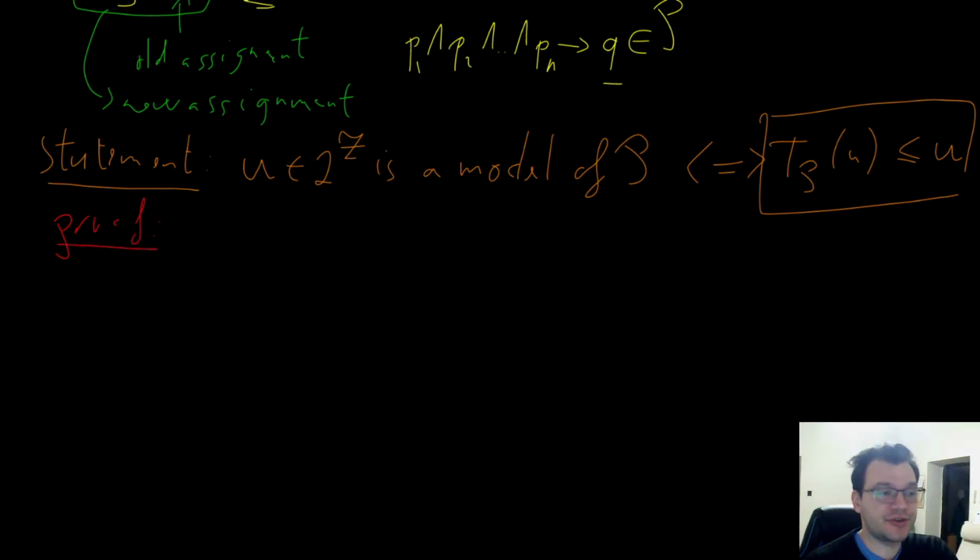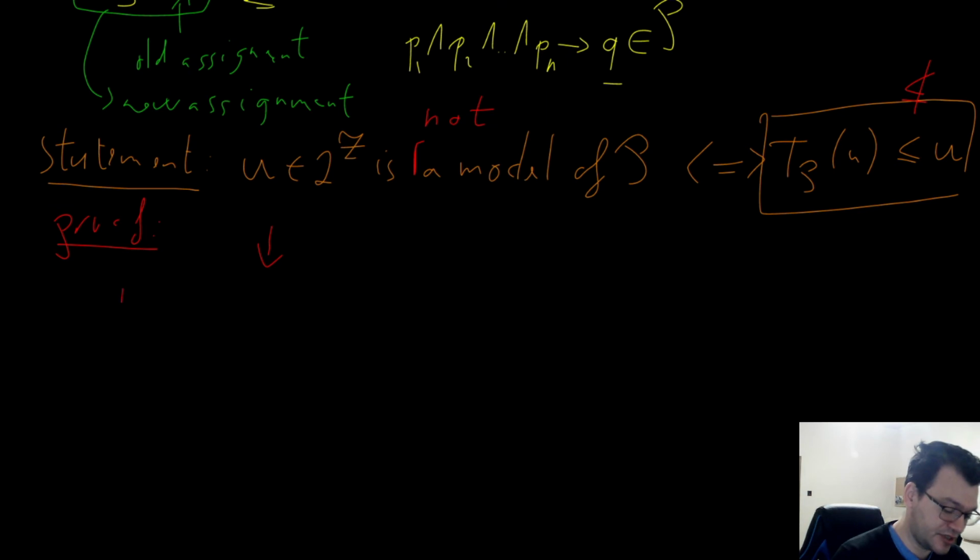Of course, one way to prove that is just to prove that if something is not a model of P, then and only then TP of U is not smaller than or equal to U. Right, so this is the same. So we have an equivalence, and we are just negating both sides of this equivalence. Then it states the very same thing, because there are only two values in the logic. So what does this say? U is not a model of P.